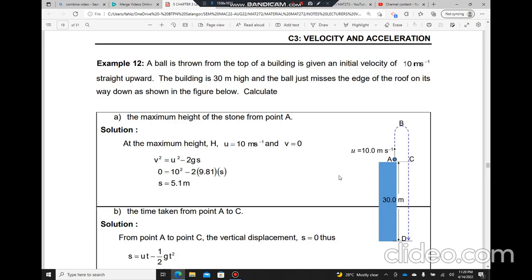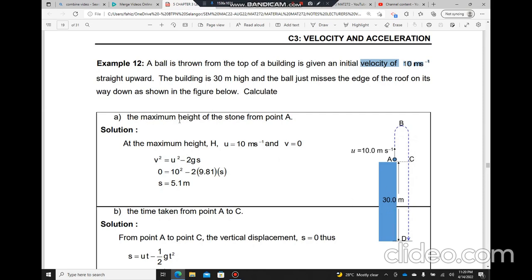Okay, so mula-mula satu bola dilempar. Okay, dia berada pada kedudukan A yang first. Okay, then initial velocity means u equals to 10. So dia bermula dekat sini, u equals to 10 initial velocity, and then dia lempar ke atas sehingga mencapai maximum height, height maximum B, and then dia jatuh ke bawah. So dia jatuh ke bawah daripada point C ke D, and then tinggi bangunan ni adalah 30 meter.